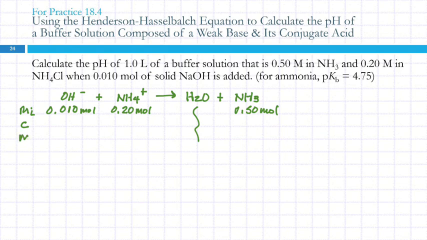We'll look at the change and the moles after. We're looking for which one is there less of? The first one, the OH minus. So that number is going to be the change. We're going to subtract it on this side so that that's 0. And we're going to add it on the other side.